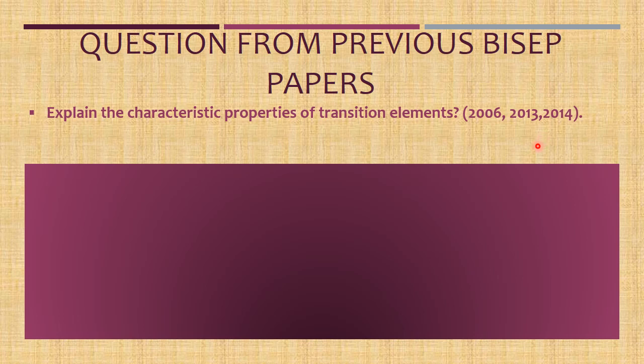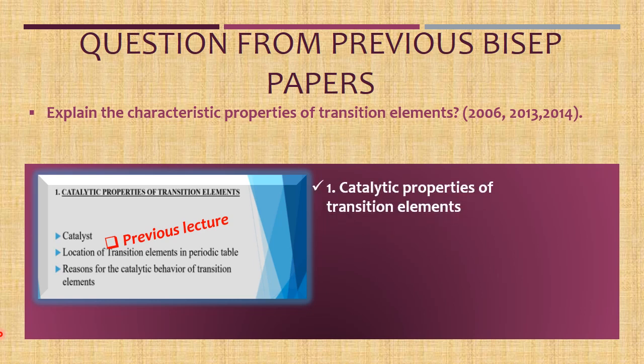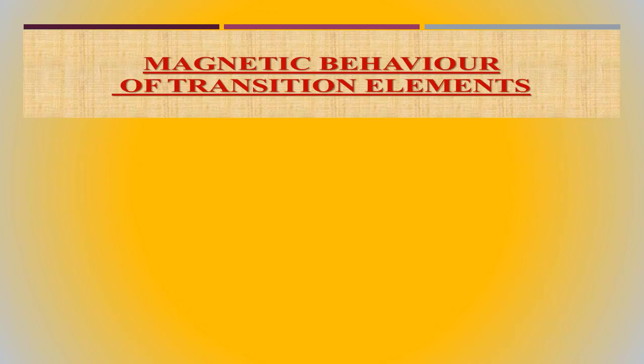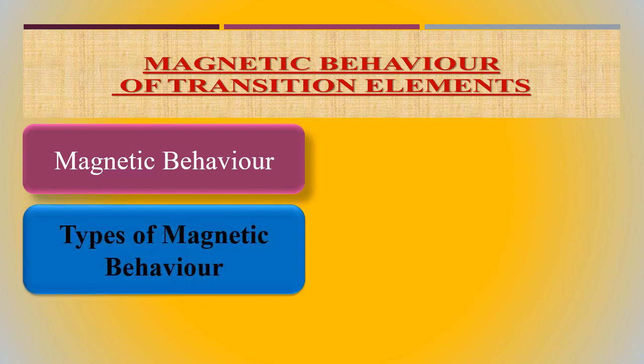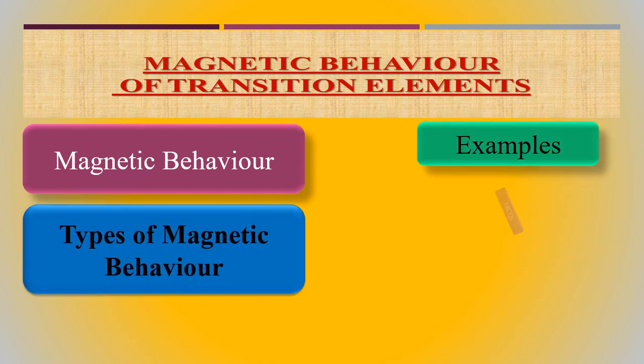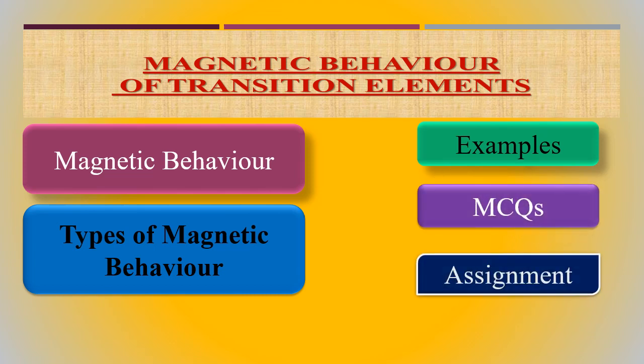Now if you have watched the previous video, we have discussed the first property, that was the catalytic properties of transition elements, and now we are going to discuss the second one, which is the magnetic property of transition elements. To understand magnetic behavior of transition elements, we will go through magnetic behavior, types of magnetic behavior, examples, MCQs, and at the end, an assignment.